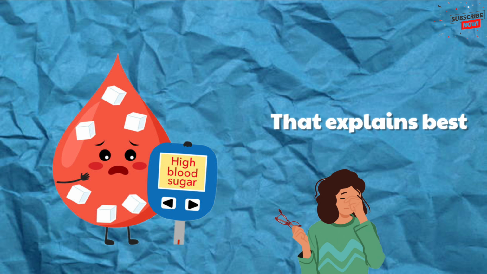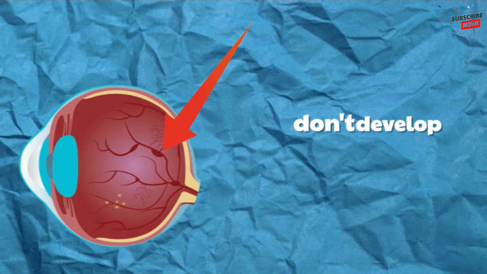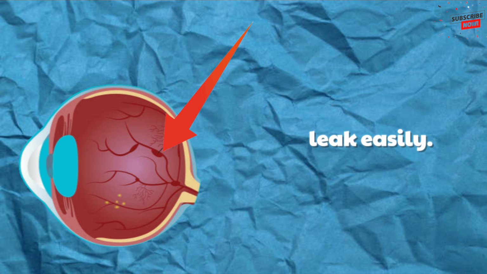So, what causes diabetic retinopathy? The main cause is prolonged high blood sugar levels. Over time, too much sugar in your blood can lead to the blockage of the tiny blood vessels that nourish the retina, cutting off its blood supply. As a result, the eye attempts to grow new blood vessels. But these new blood vessels don't develop properly and can leak easily.